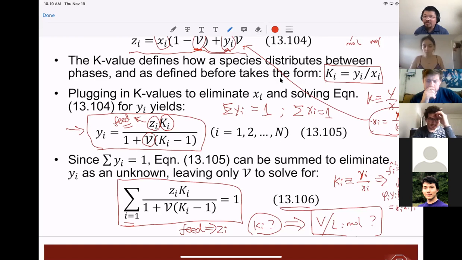Right? Now if you think about that, what is yi over xi? Right? So that's the equation. So you see that we're always in the loop of calculating fugacity coefficient, calculating activity coefficient. Right? And that is the most general case.